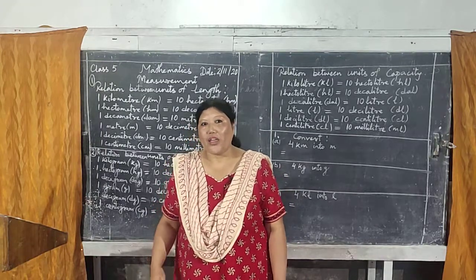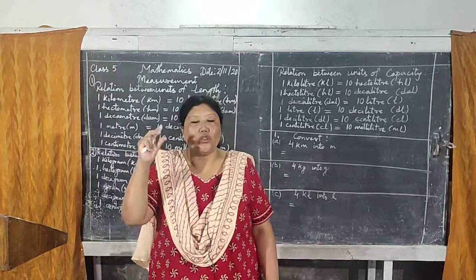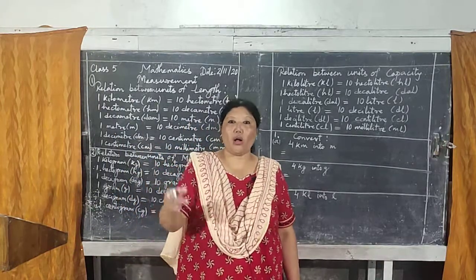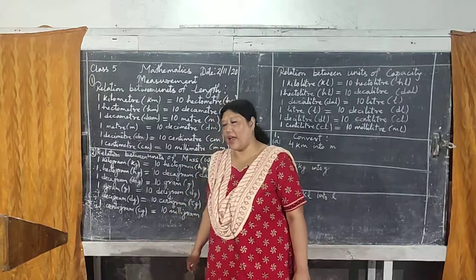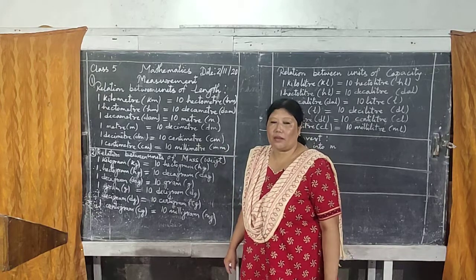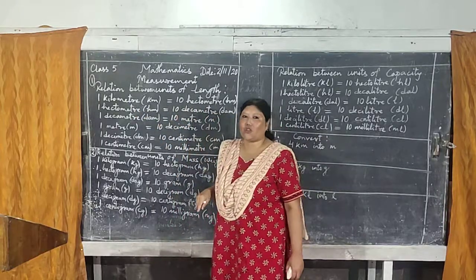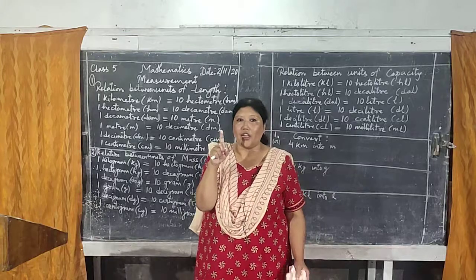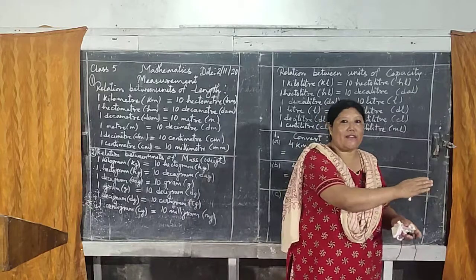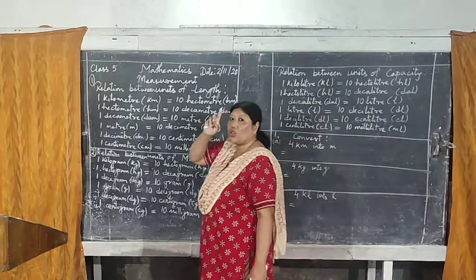Why do you have to learn it? Because you should know which unit comes after which unit, and which unit is before which unit. Otherwise you'll have problems in solving these sums of measurement. So let's see, 1 kilometer equal to 10 hectometers. That means 1, 2, 3, 4, 5, 6, 7, 8, 9, 10 hectometers. If you combine, it will be just 1 kilometer.